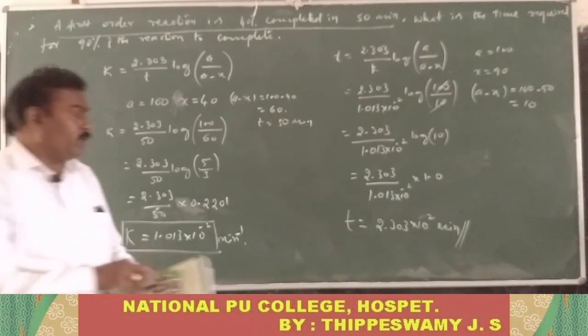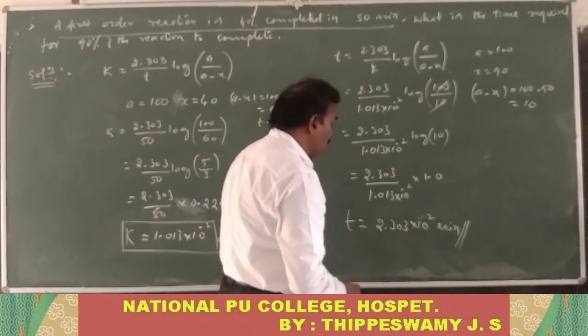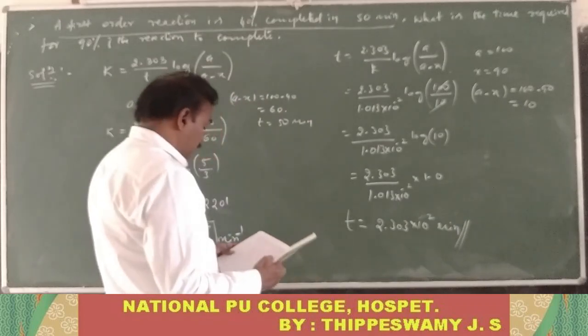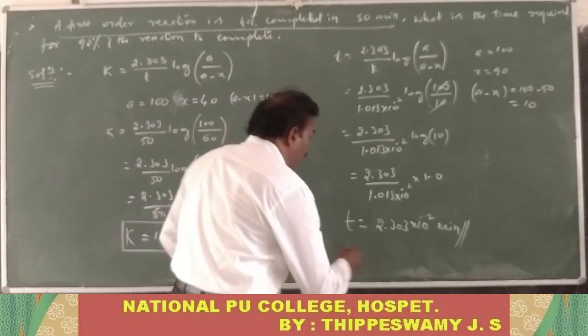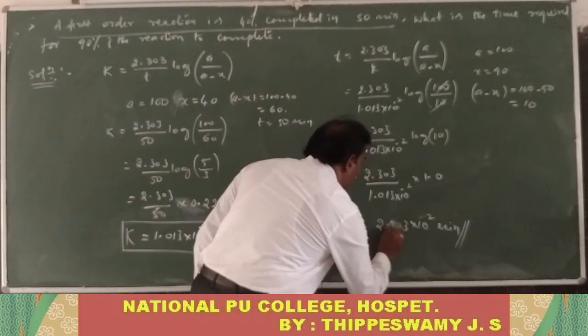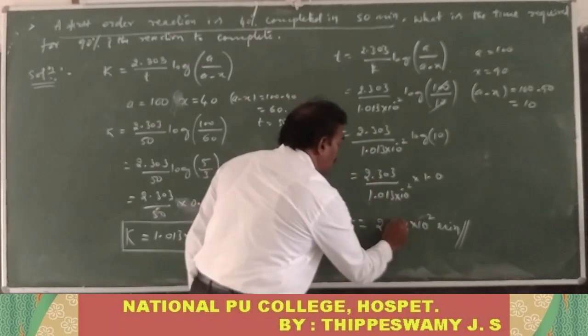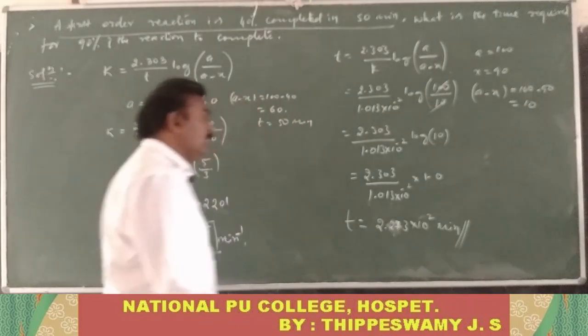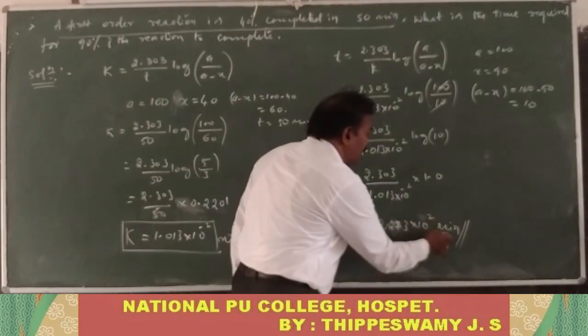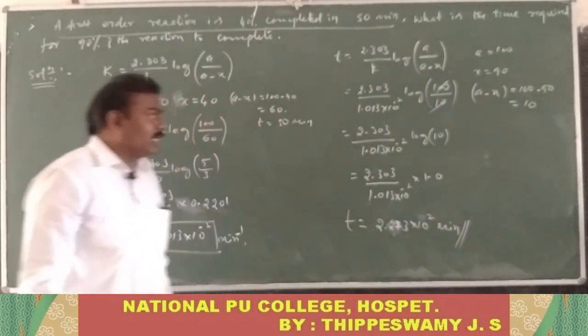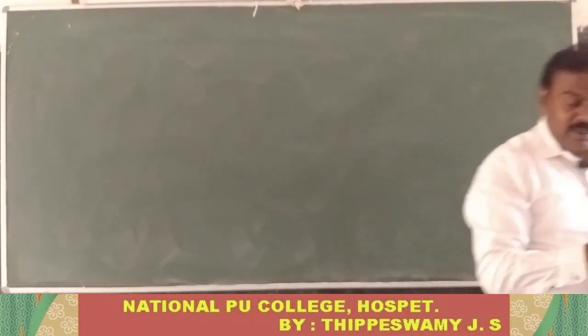Even you can also write 2.273 also. 2.273 also you can write. Divided by 1 or approximately 1.013 means reading 2.273 into 10 to the power 2, that is minutes only. Like this I have to solve the numerical. Okay, now we will go through the next one.